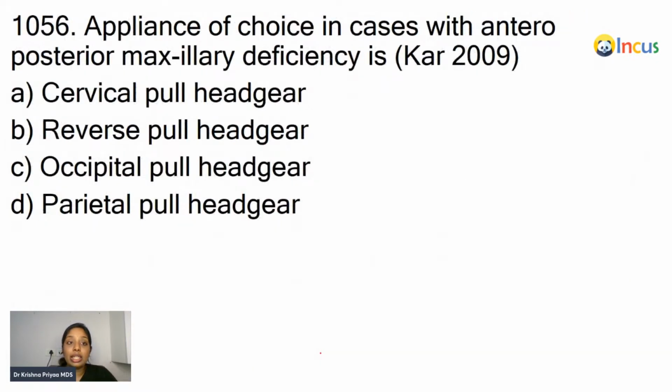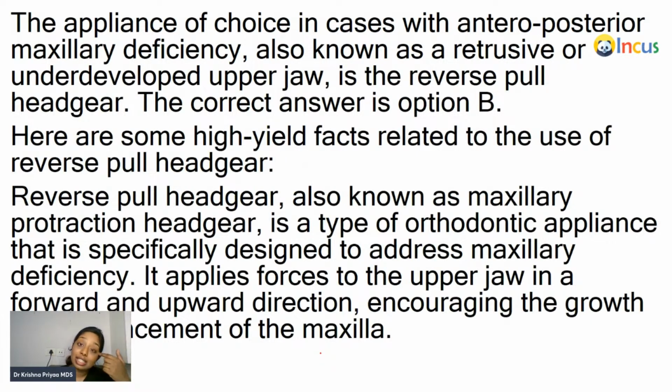Appliance of choice in cases with anterior-posterior maxillary deficiency. So there is an AP deficiency. Then what would be the choice here? Reverse pull headgear. Why? Because what they are telling is that the maxilla is deficient. That means it is retrognathic maxilla. So we want it to be increased. So we have to do something from the front end, the ventral end. So it will always be reverse pull headgear. Only when the anterior posterior is in excess, we need something to reduce it. So we need something from behind. So there only headgear comes into action. Deficiency is also a term which is used in place of retrusion or skeletal retrusion as such.